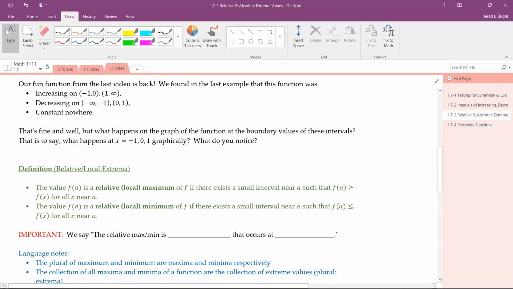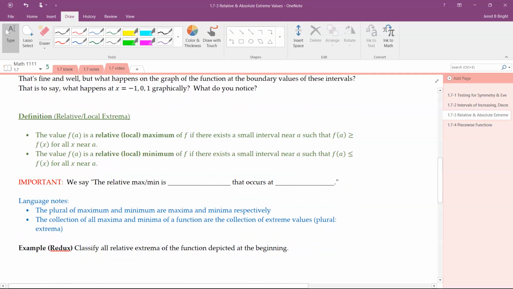The language that we use mathematically at these values is the language of extreme values, or extrema. That's just the plural of it. So we would say that f of a, notice that this is f of a, so this is a y value, is a relative, and another term you could use instead of relative is local, relative or local maximum if there exists a small interval around or near a such that f of a is larger than anything else near a. So think of it as a hill.